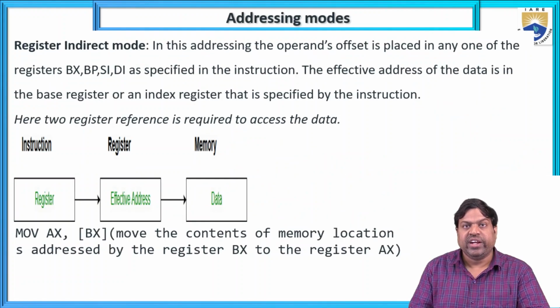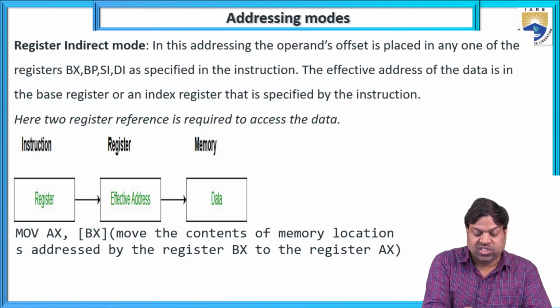So register indirect mode. In this addressing, the operand's offset is placed in any one of the registers BX, BP, SI, DI as specified in the instruction. The effective address of the data is in the base register or an index register that is specified by the instruction. Here 2 register references are required to access the data. So I am taking register indirect mode.